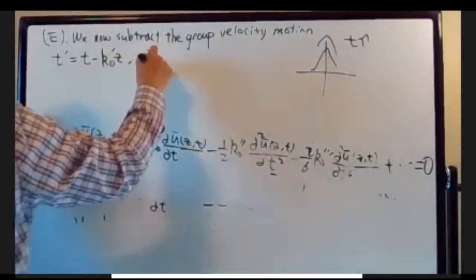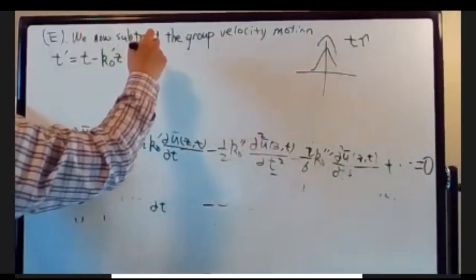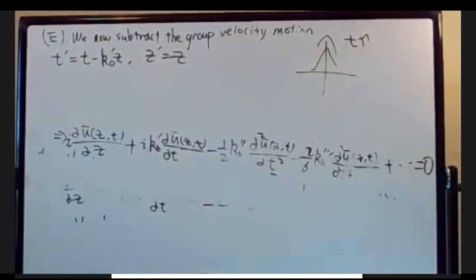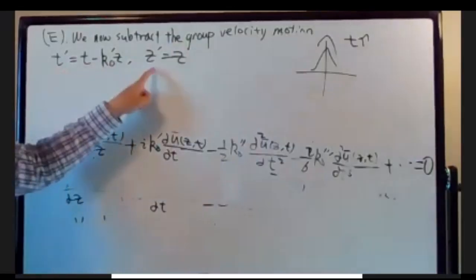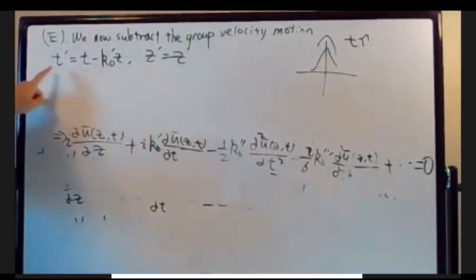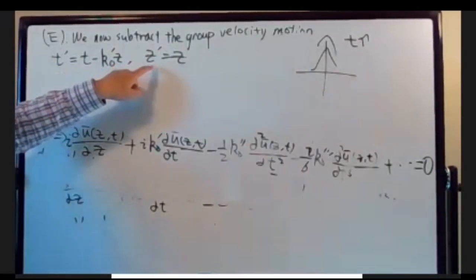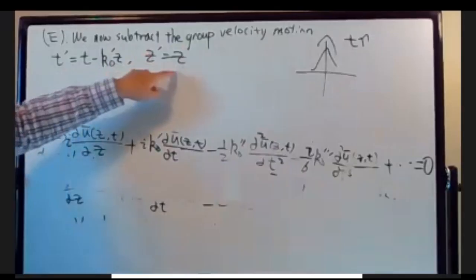Okay, and z prime is equal to z. So now we are going to shift my time domain and the z. The time domain is shifted by the amount of delay, the elapsed time, right? And z is the distance, right?